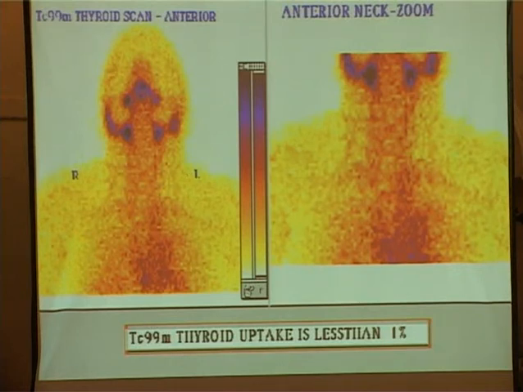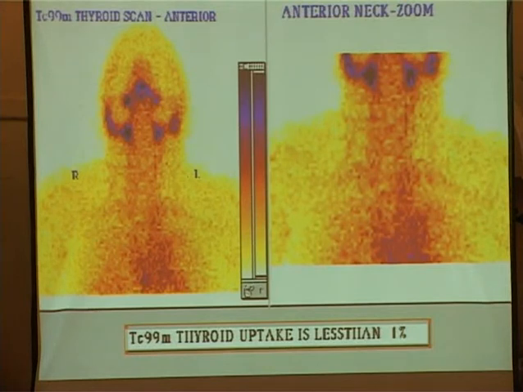Because I want to convey this message: do not do an ultrasound scan in every thyroid patient, unless you are suspecting a nodule. Thyroid toxicosis patients should not get an ultrasound scan. Diffuse goiter, clinically, do not do an ultrasound scan.